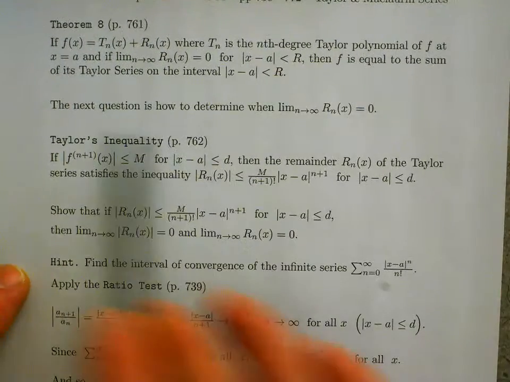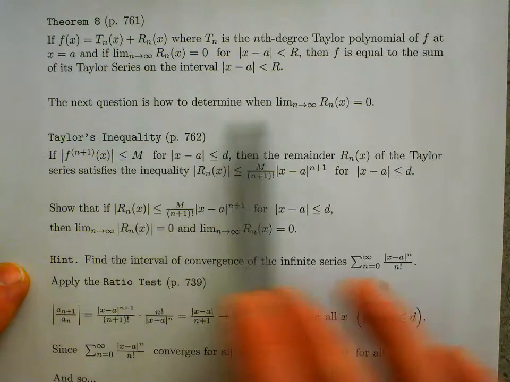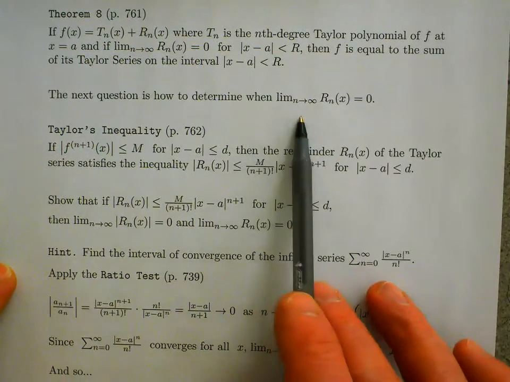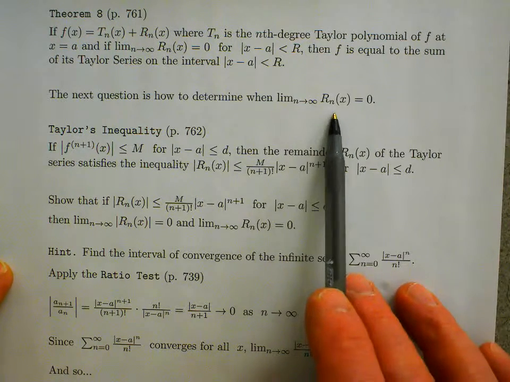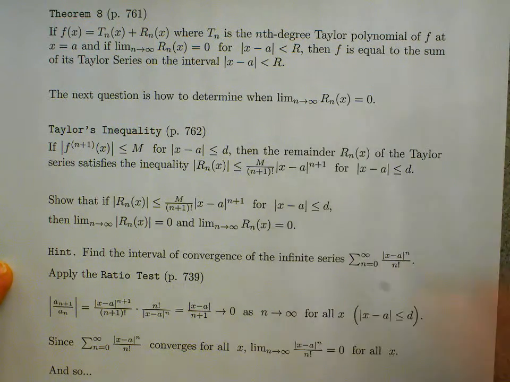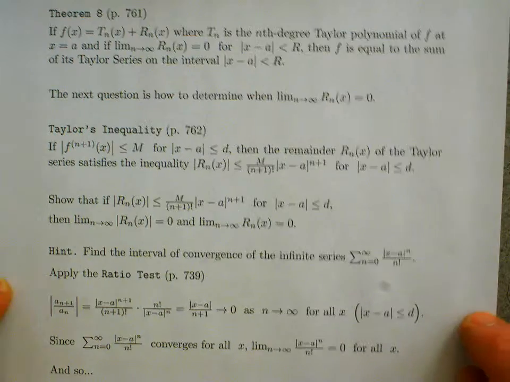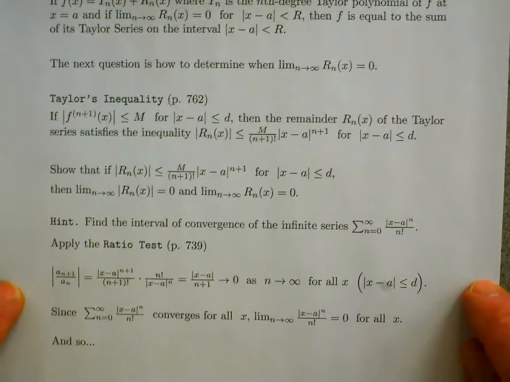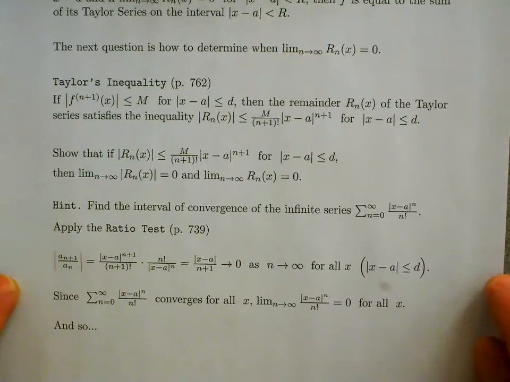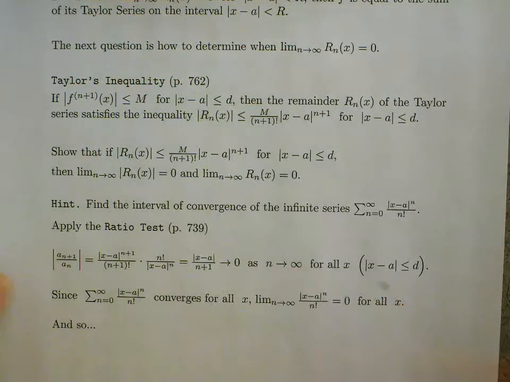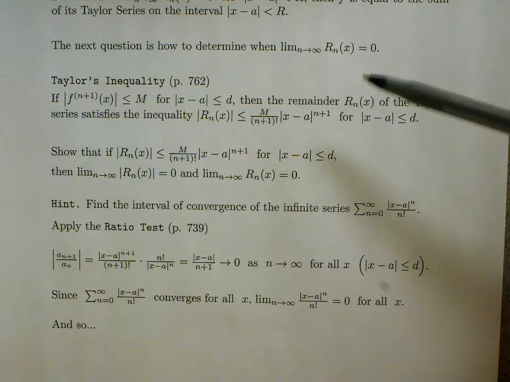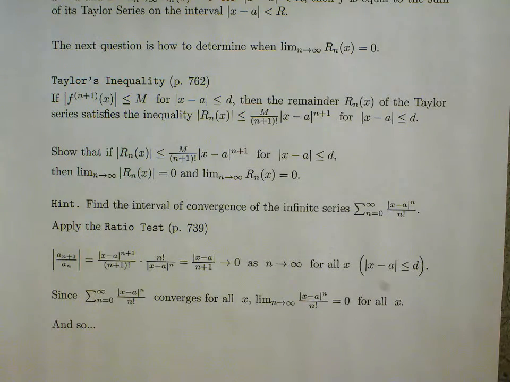Okay, but the next question is how to determine when the limit of the remainder r sub n of x equals 0. And for that, we have Taylor's inequality. This is on page 762. So this is basically a theorem, this Taylor's inequality.